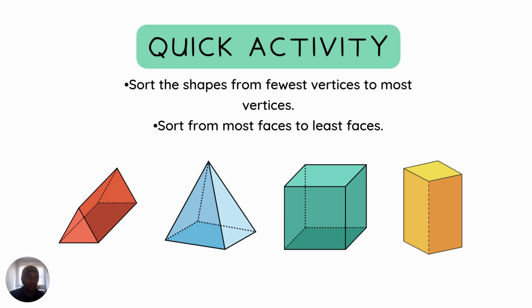Okay. Now I want you to sort these polyhedrons from the most faces to the least faces. I'll give you 5 seconds again, but if you need more, pause the video. Okay, so the correct order would have been first a cube with 6 faces, then a rectangular prism also with 6 faces, then the triangular prism with 5 faces, then the square-based pyramid with 5 faces. Quick, short activity, not too difficult.